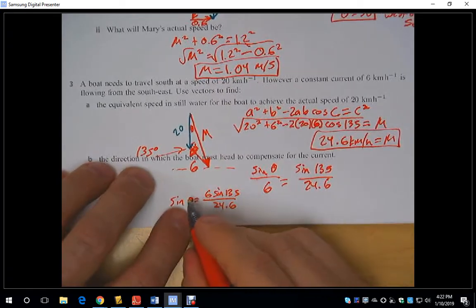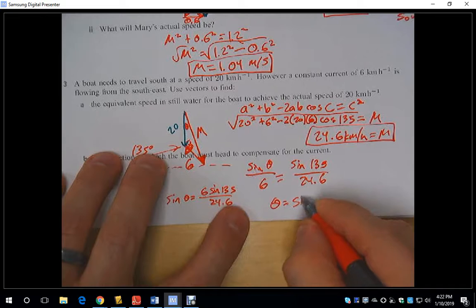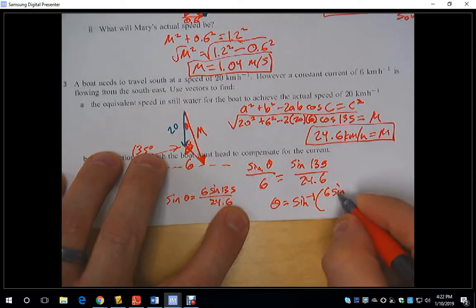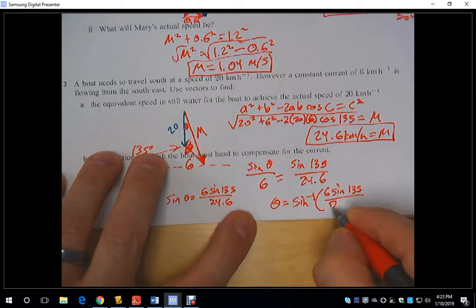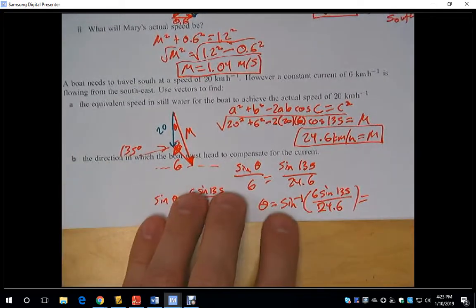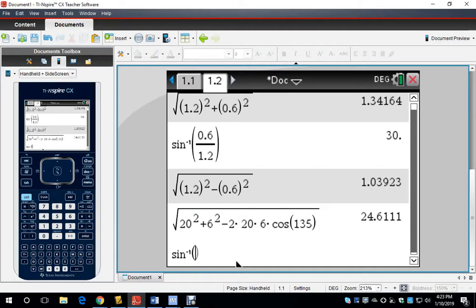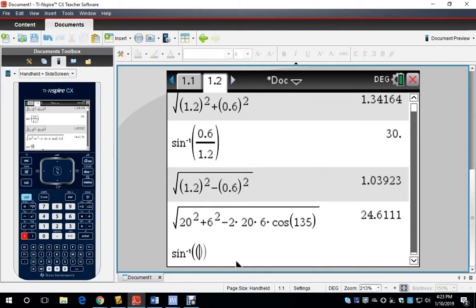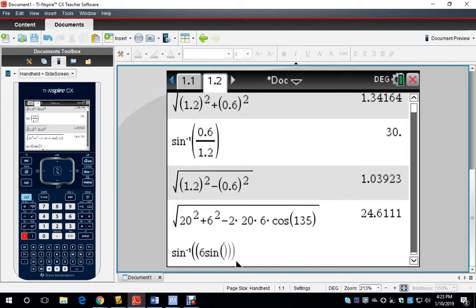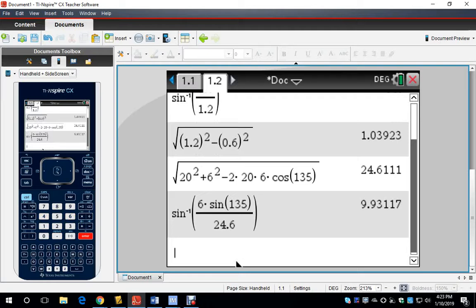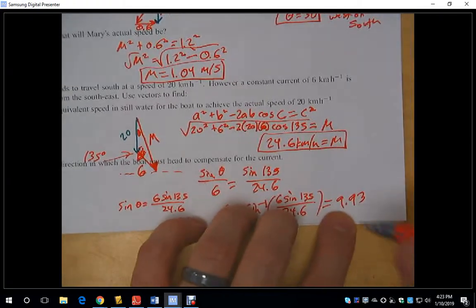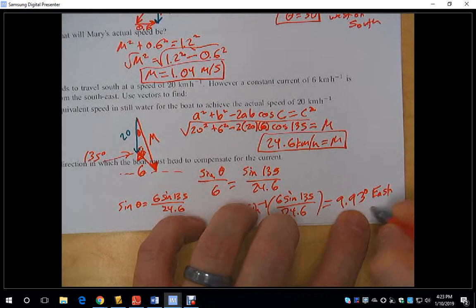I then take the inverse of cosine, so I have theta equals the inverse of cosine of the 6 times sine of 135 over 24.6. And let's throw that into our calculator to find out what that angle is. So I'm going to take the inverse of sine of 6 times sine of 135 and then divide by 24.6, and that gives us 9.93.